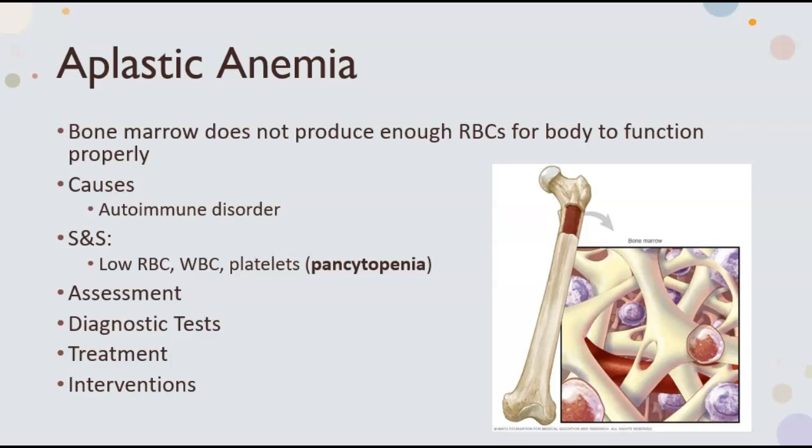Interventions for this patient: you want to prevent infections. Use strict aseptic techniques for dressing changes or IV care. Avoid IM injections, rectal meds, and rectal temps to prevent skin and mucous membrane injury, because again, they're at a high risk for bleeding because they have those low platelet counts. Use an air mattress to prevent skin breakdown, and observe for signs of bleeding.